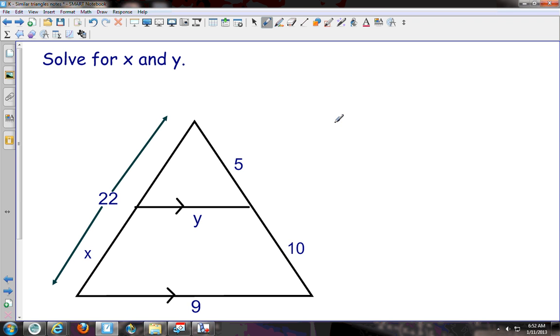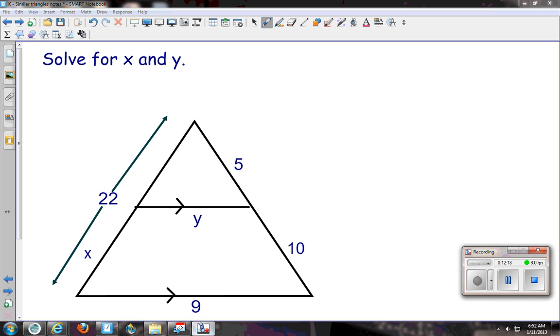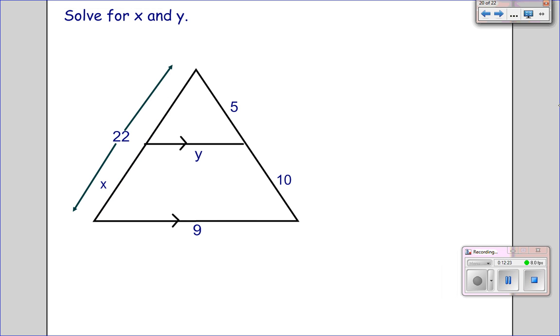All right, let's look at two more here, I believe, and then we'll be done, and you'll get time to work on your homework. So we have 5 over 15. That's an easy way to start this problem because the whole side's 15, equals y over 9. So y is not too bad. 45 equals 15y. y equals 3.